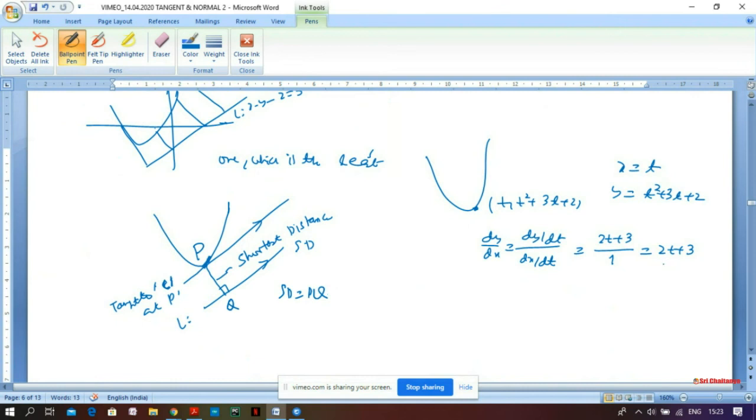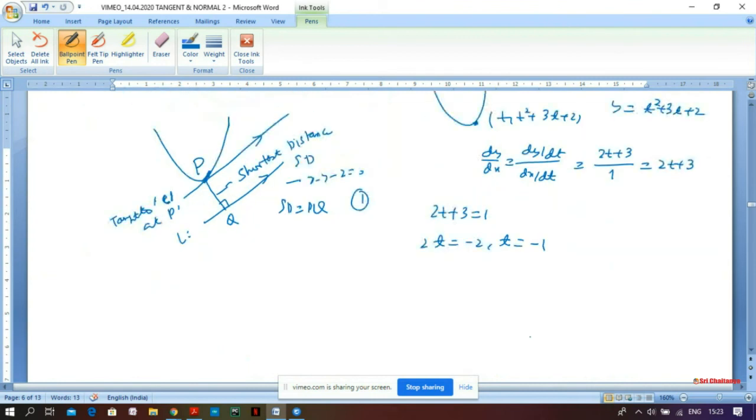That 2t plus 3 is there. Now we know the slope of the line. The line is x minus y minus 2 is 0, so the slope of the line is 1. So I want 2t plus 3 to be 1. That is 2t is negative 2, so t equals negative 1. If I get t equal to negative 1, then my job is done now.